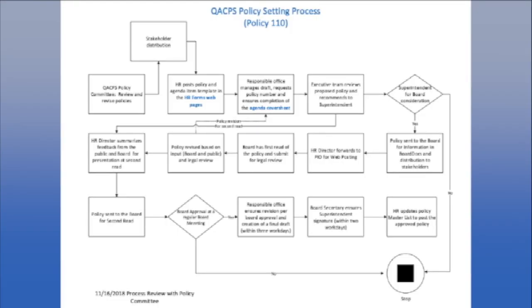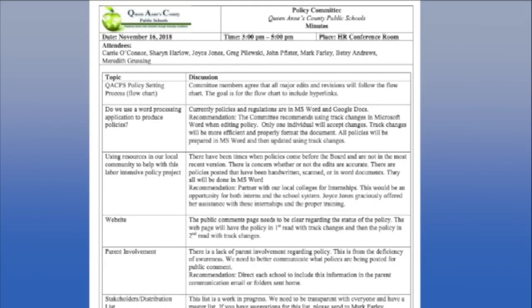So what you see here is a flow chart that reflects our business process for policy development and implementation. During the course of our meeting with the policy committee, this chart was revised to add a section called stakeholder input between the policy committee and posting the policy onto the web page. So we've discussed that stakeholder list, and we believe it will vary depending on the nature of the policy. The policy committee met on November 16th.